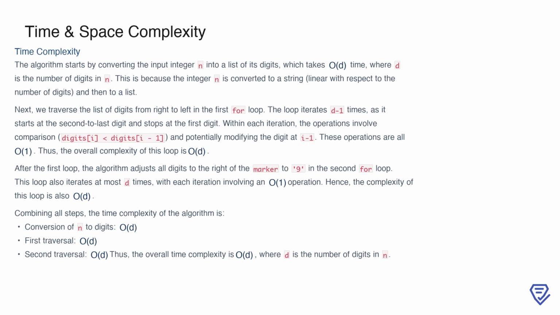After determining which digits need adjustment, we have a second loop that updates all digits to the right of the marker to 9. This loop also runs at most D times, and each iteration involves an O(1) operation. Combining all these steps, the time complexity of the algorithm is O(D): 1 pass to convert the number, 1 pass to identify adjustments, and 1 final pass to update the digits. This makes the algorithm highly efficient, with its runtime directly proportional to the number of digits in the input integer.